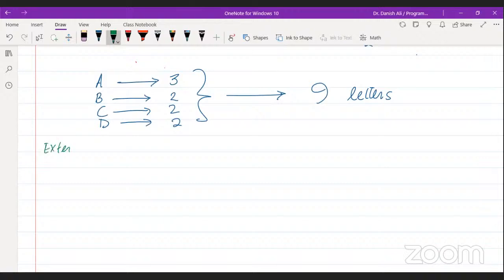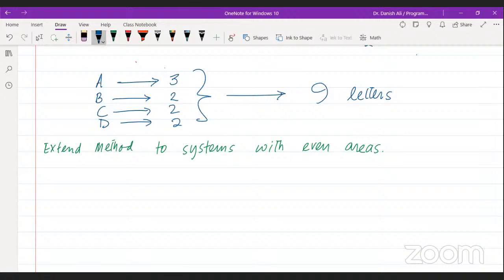Extend the method to systems with even areas. So now you know how to handle odd areas. But if you have a system in which you have even areas as well as odd areas, then how can you solve this problem?